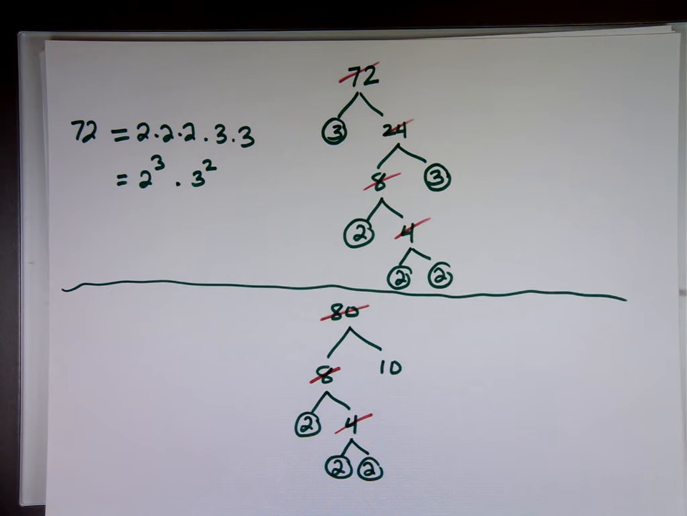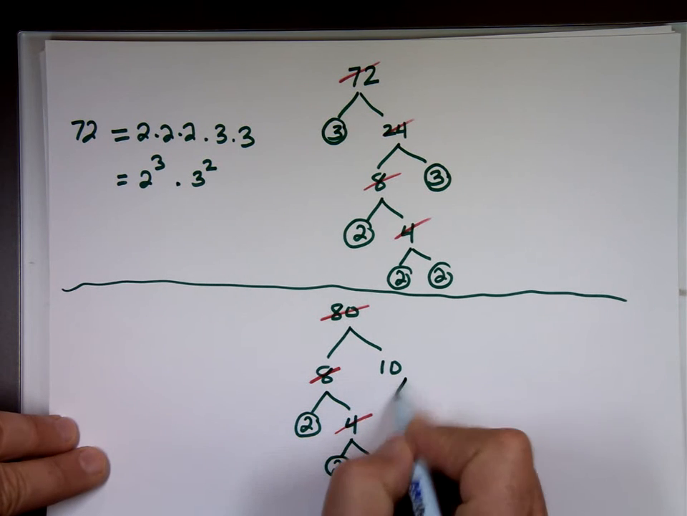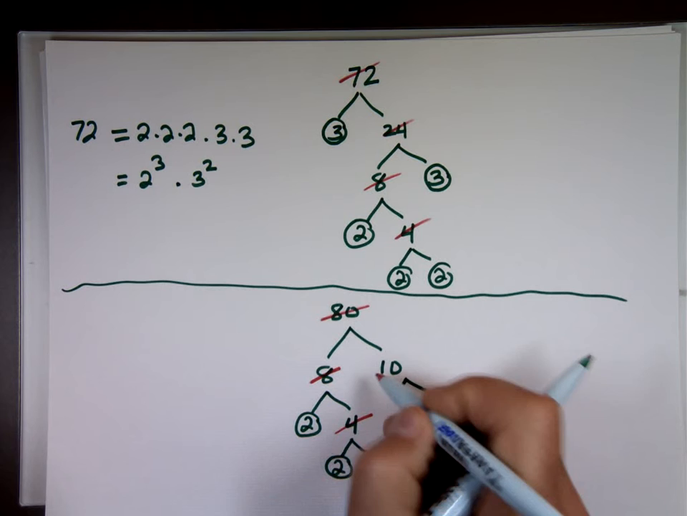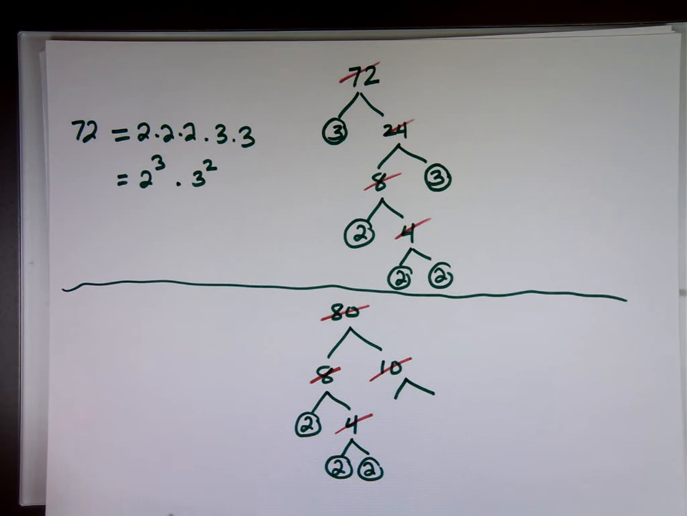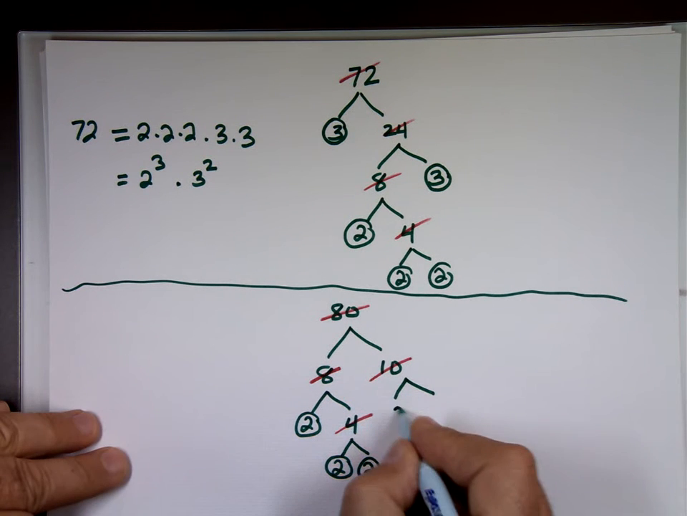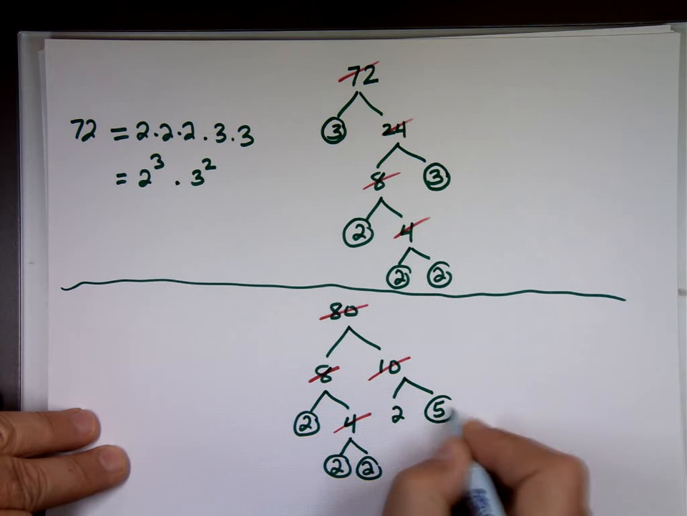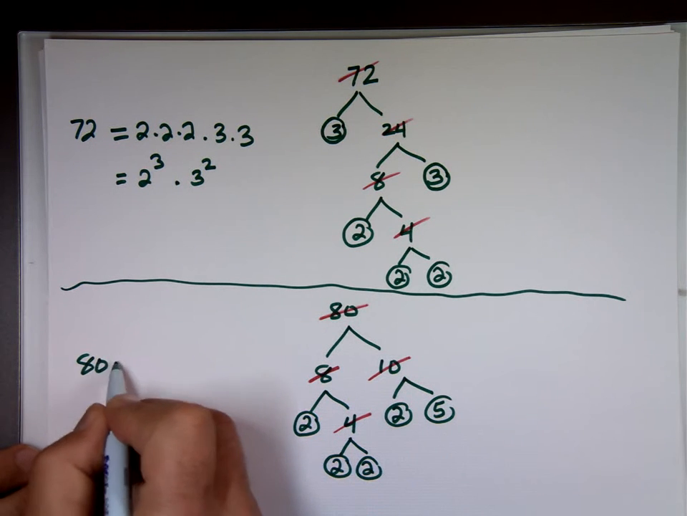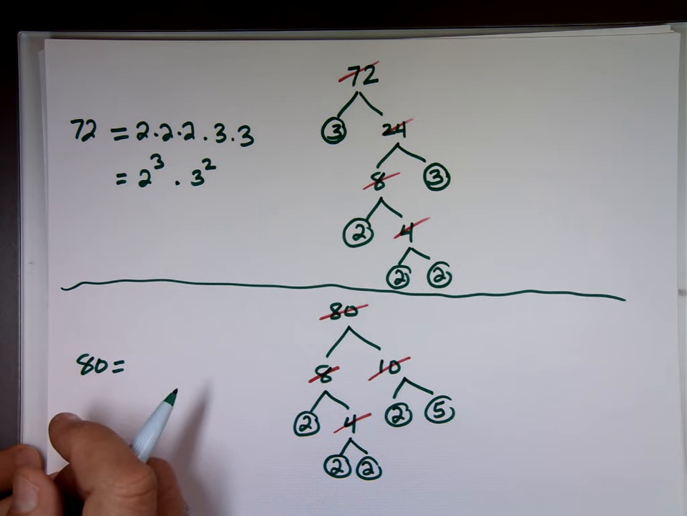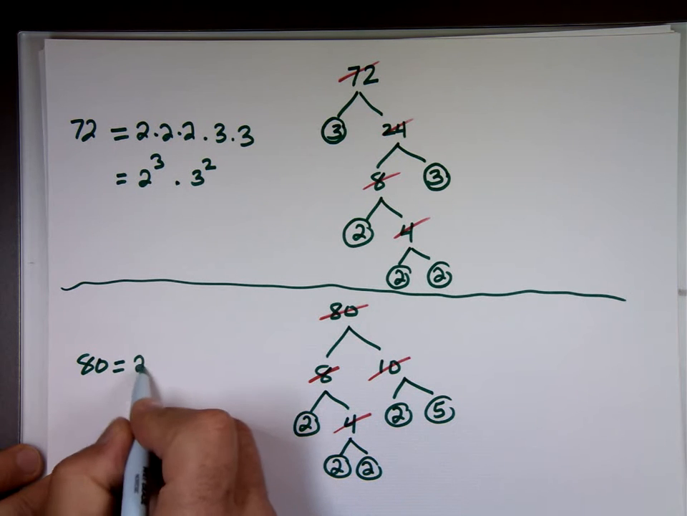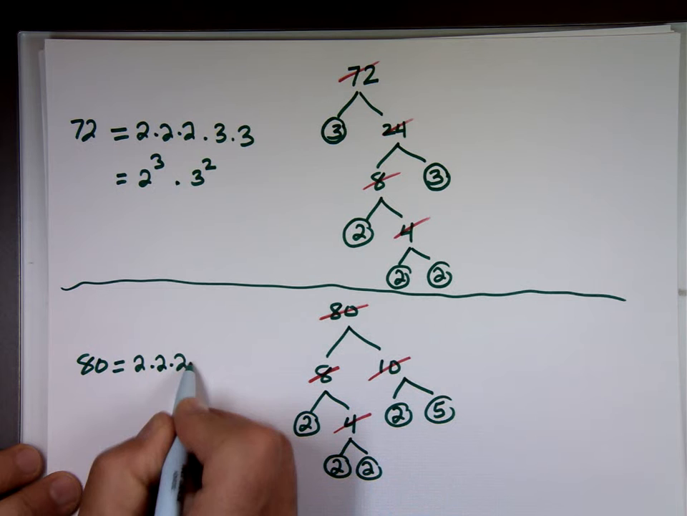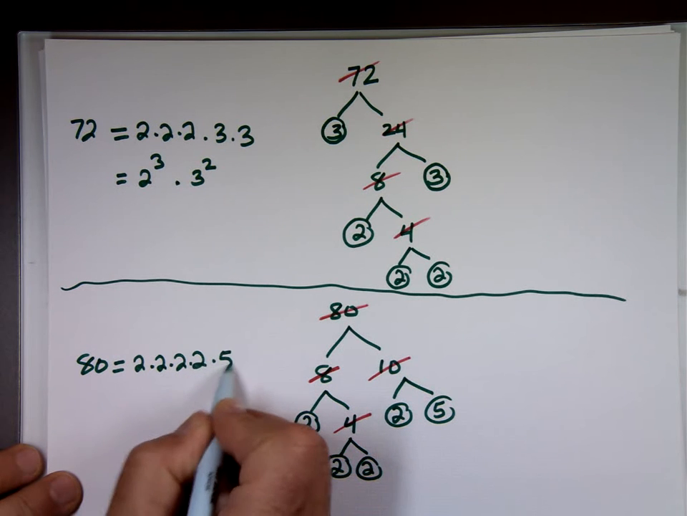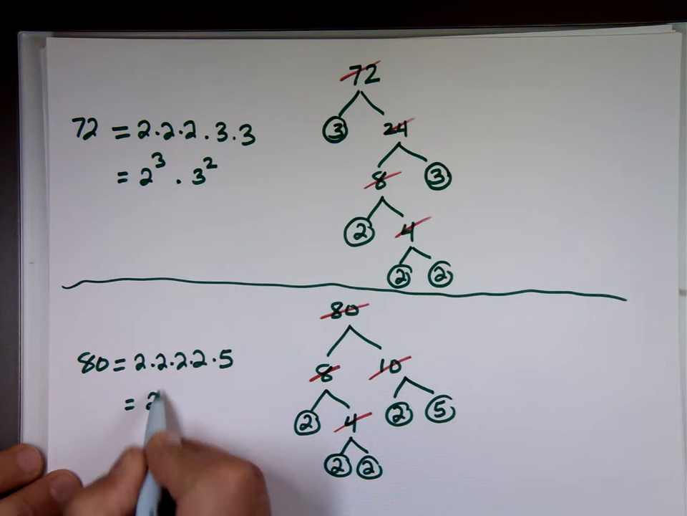Let's look at the 10. It's not a prime number because you can divide it by 2. 10 is what? 2 times 5. And now these are prime numbers. So the 80 is going to be what? Let's see how many 2's I see there. I see 4 of them. And 1 5, right? So it's 2 to the fourth times the 5.